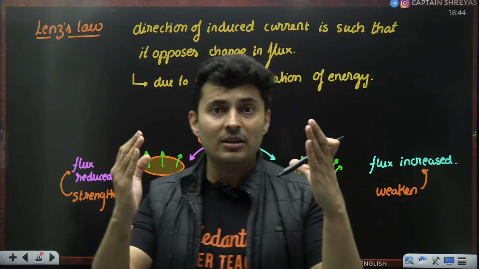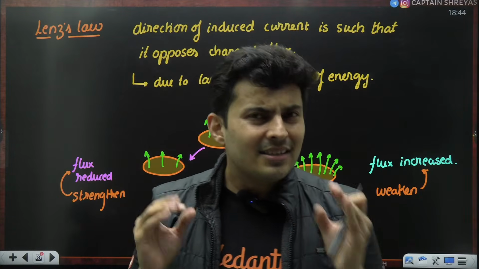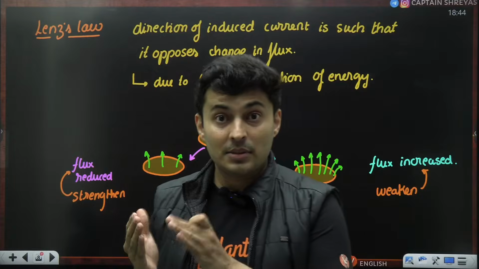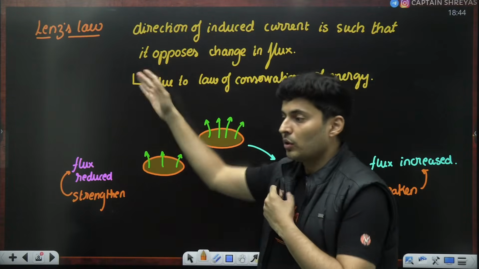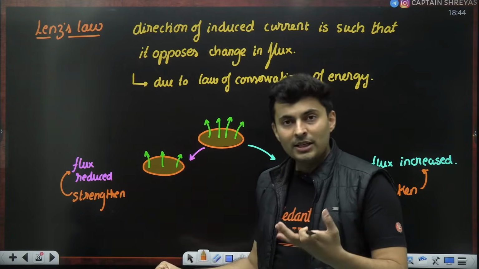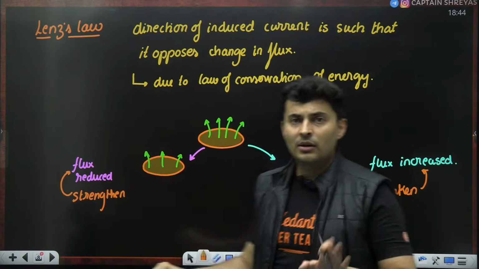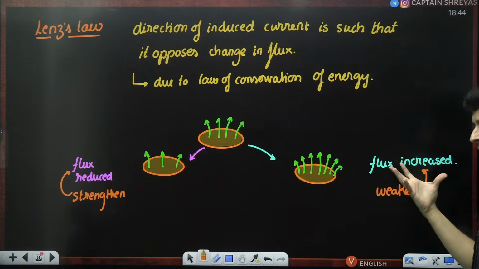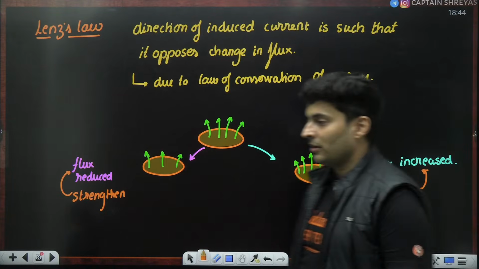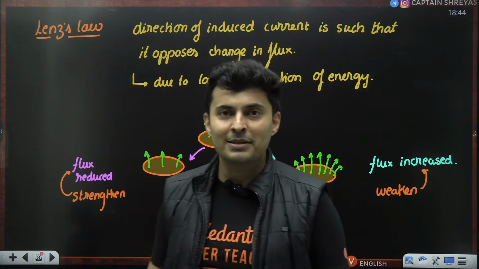And this is based on conservation of energy. Just think about it otherwise. Imagine this law were not to hold true. That means if the flux tries to reduce, it tries to make it more weak. Or if it tries to become strong, it makes it even more stronger. Just imagine if that would happen.